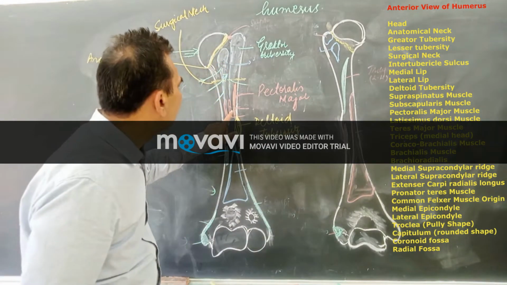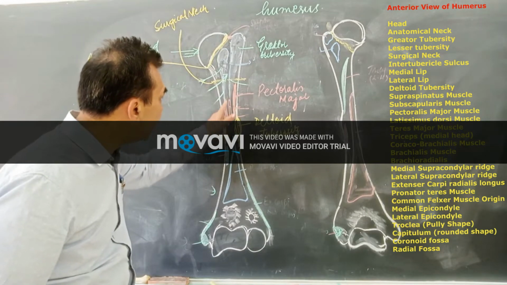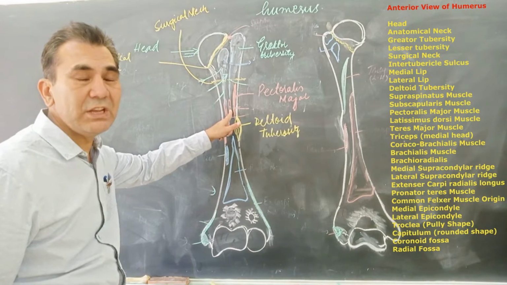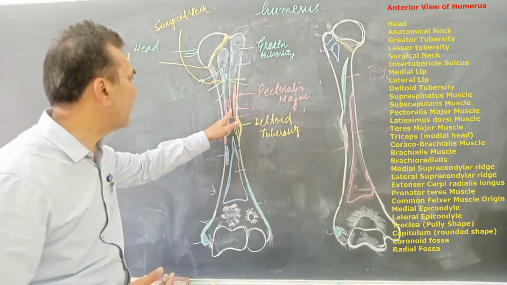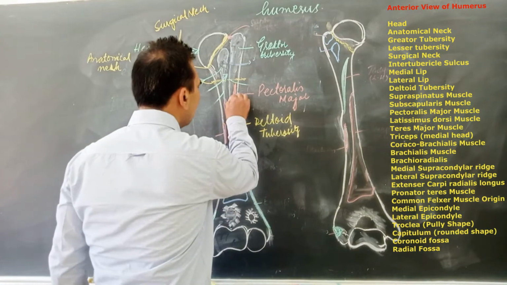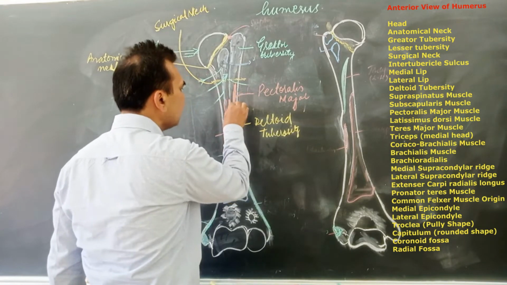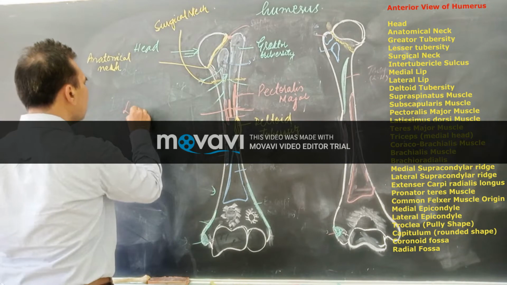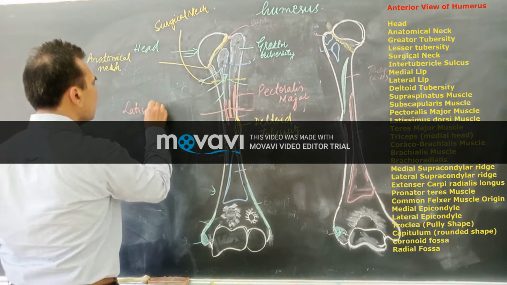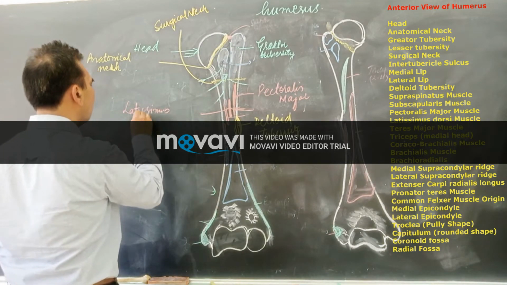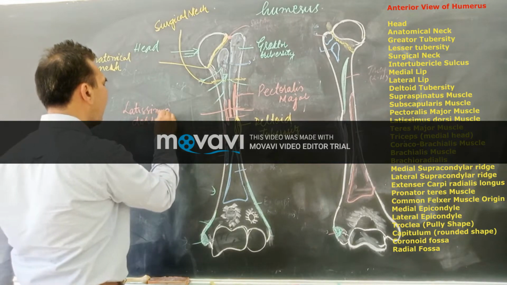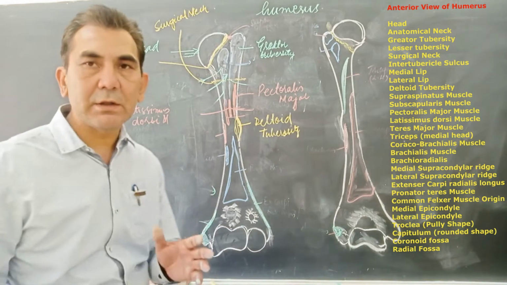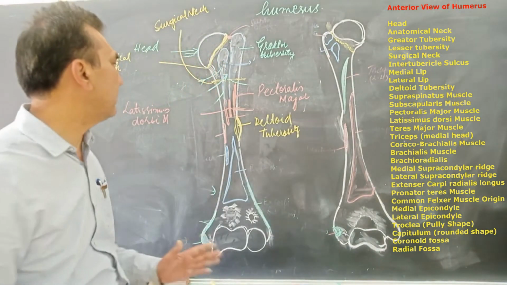Now, just at the inferior surface, just below the lateral intertubercular sulcus, this line is another surface. This is the articular facet for the latissimus dorsi muscle. This area is for the attachment of the latissimus dorsi muscle.